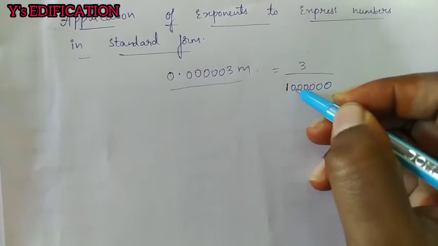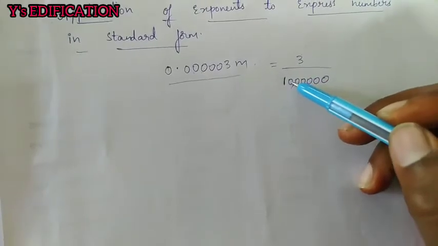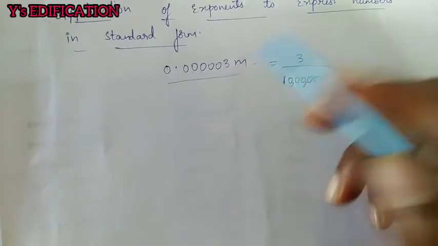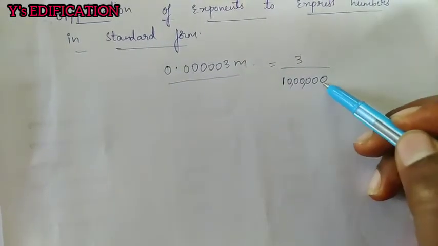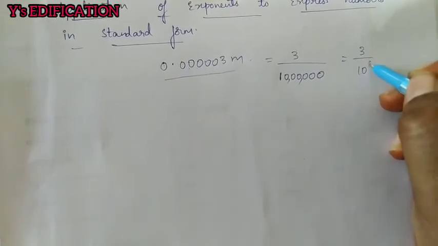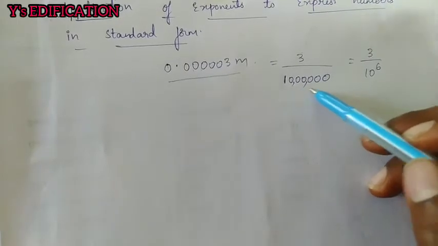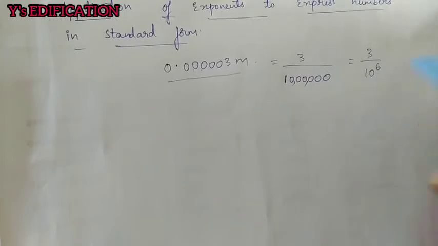So this is 10 lakhs, right? 3 by 10 lakhs. Why? Because we have 6 digits after the decimal, 1, 2, 3, 4, 5, 6. So we take 6 digits. How can I write this? 3 by 10 power 6. Can I write this as 3 power 10 by 6? Yes, I can write it. Why? Because I have 10 lakhs, that means 6 zeros. So I can write it as 3 by 10 power 6.